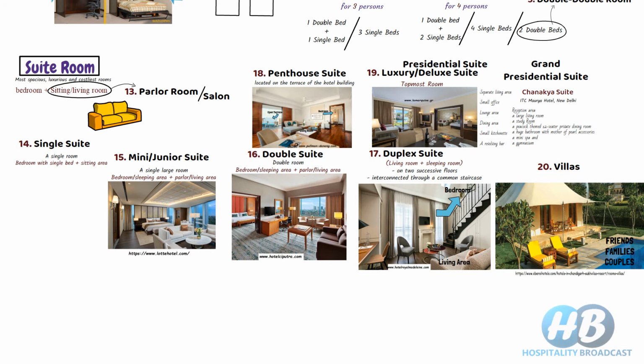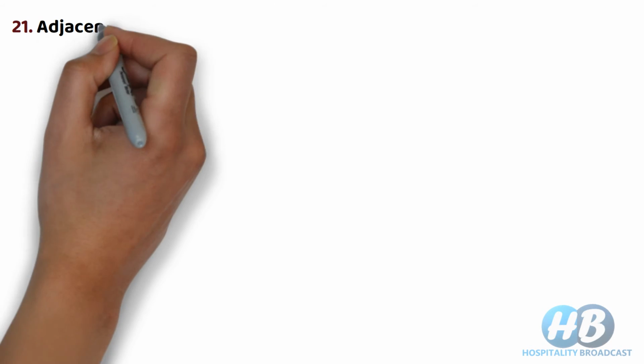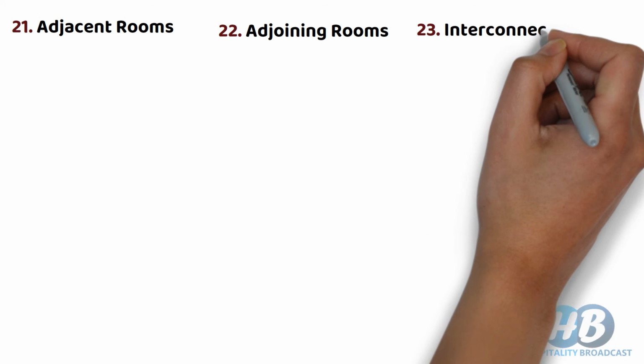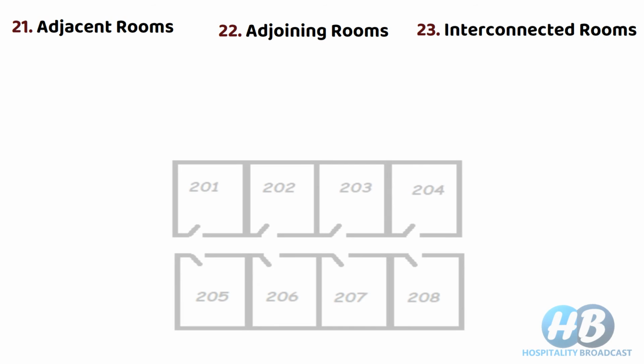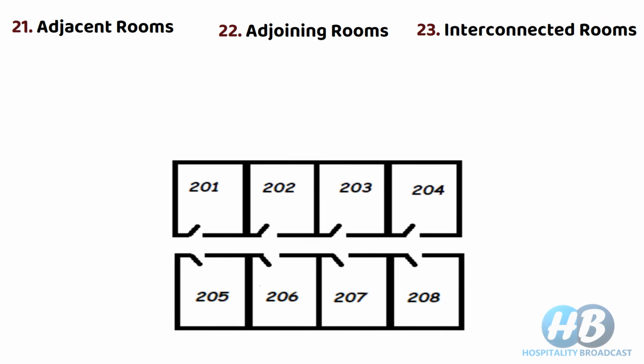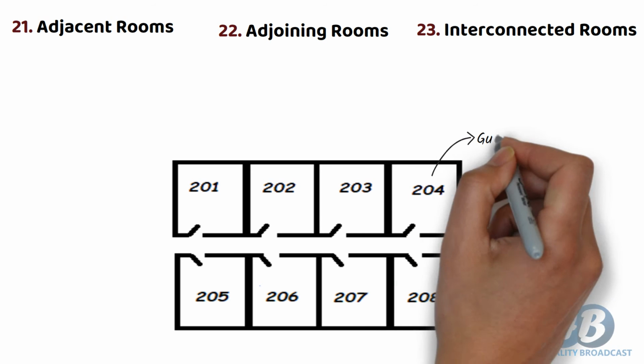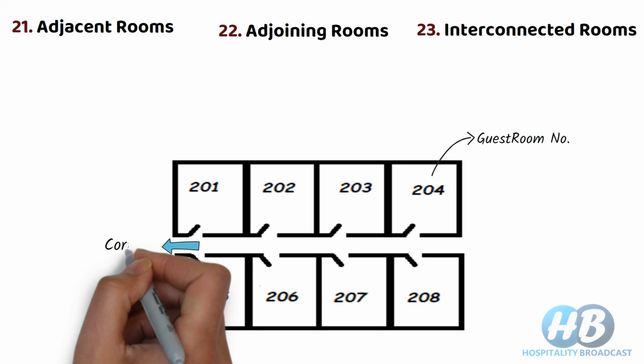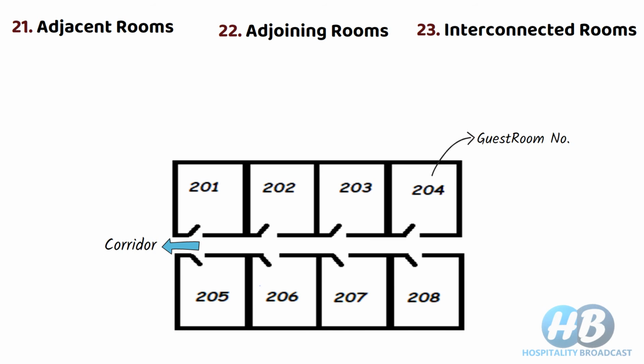Now let's take the next three types, which are mostly preferred by families, friends, and relatives. That is adjacent rooms, adjoining rooms, and interconnected rooms. Now let's assume this as a floor plan of guest rooms in a hotel. These are the guest room numbers on second floor across the corridor from room number 201 to 208.